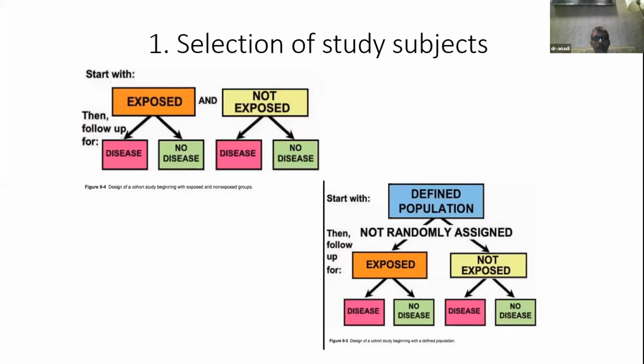Selection of study subjects: you start with exposed and not exposed. You follow up for a long period of time. You wait until the disease appears. Then you calculate.